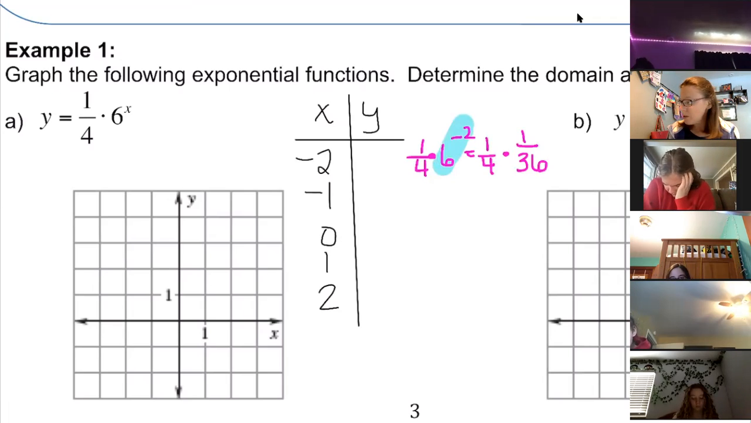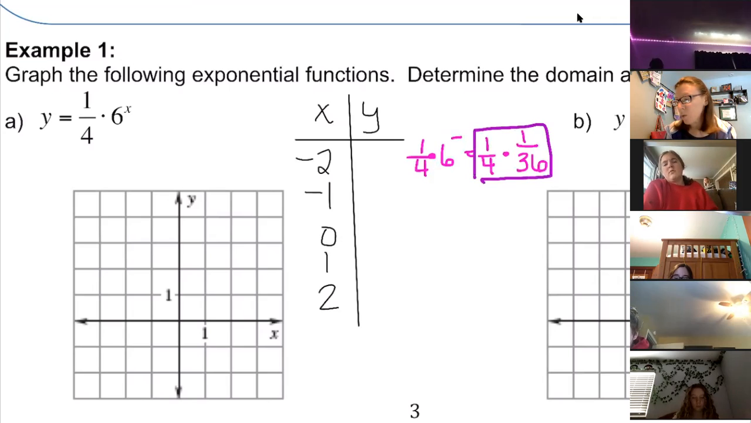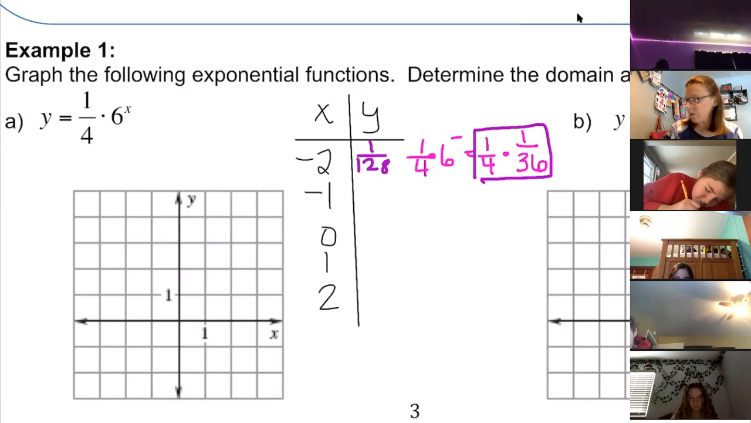Now I know multiplying those together might be a little tricky. Some of them won't be as large, but we're taking 1/4 times 1/36. And that is 1/144. 36 times 2 is 72, and then when I double 72, I get 144. So the next one, try the same thing. See if you can fill out the rest of the t-chart.